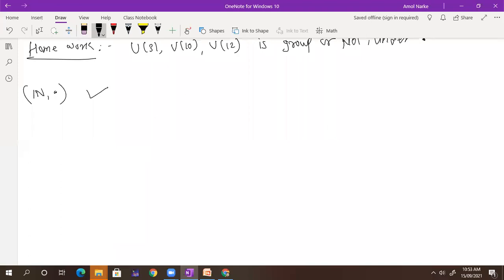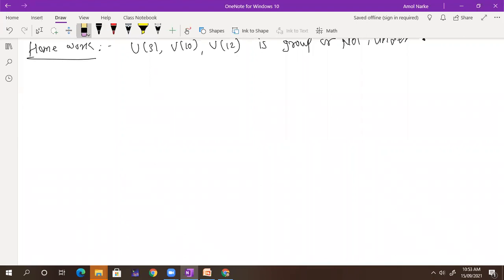Are you getting now what is meant by a group? Tell me what is the definition of a group. It should satisfy all of the 4 conditions. Which are the 4 conditions? It should be closed, associative, have an identity element, and then an inverse. Very good.